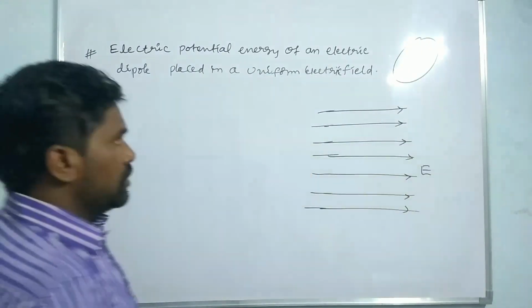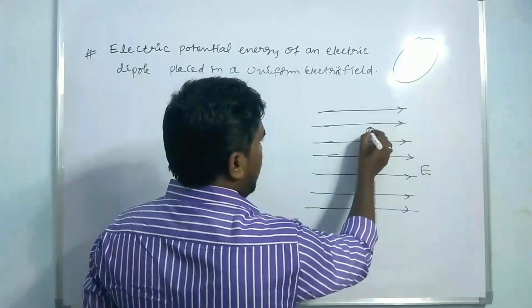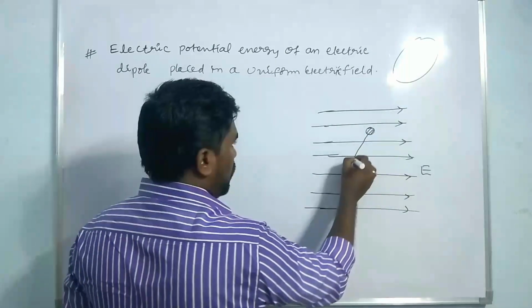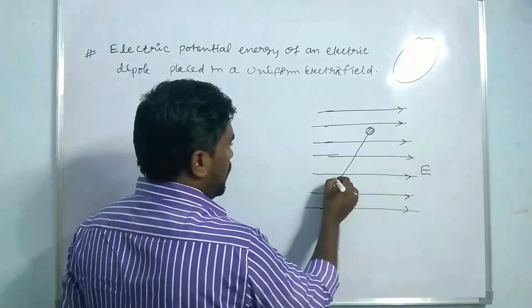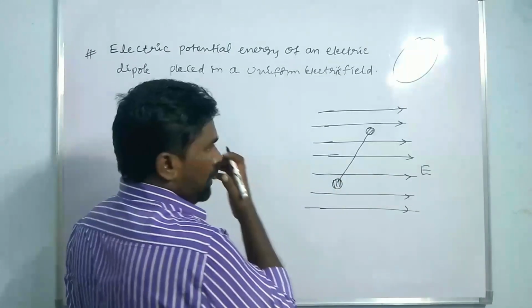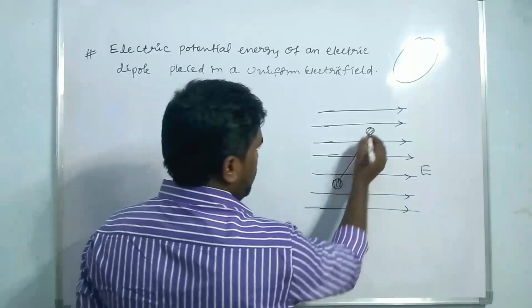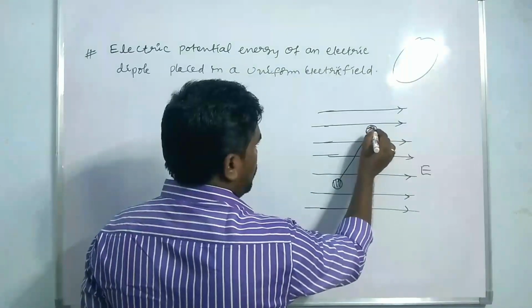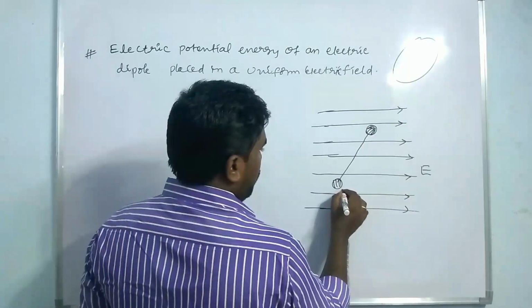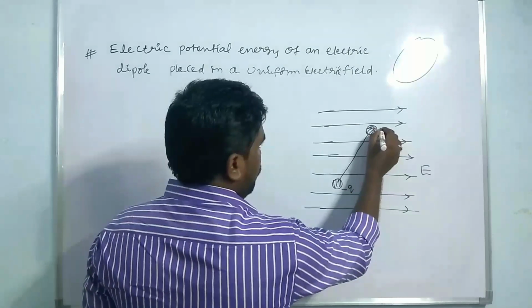Uniform electric field. So here there is an electric dipole. The electric dipole is nothing but two equal and opposite charges, so this is minus Q and this is plus Q.